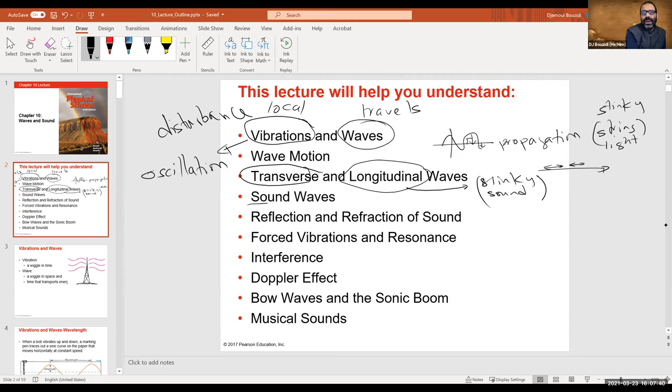We're going to explore sound after that as a wave, which is really the other half of this chapter, because this chapter is about waves and sound. And one property of all waves is reflection and refraction. So what is the difference between the two?